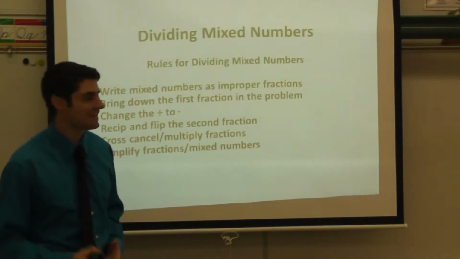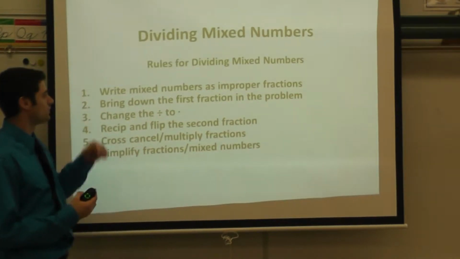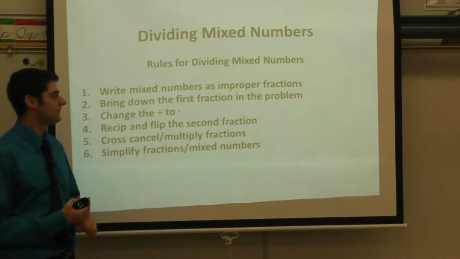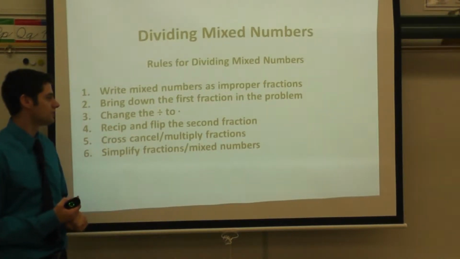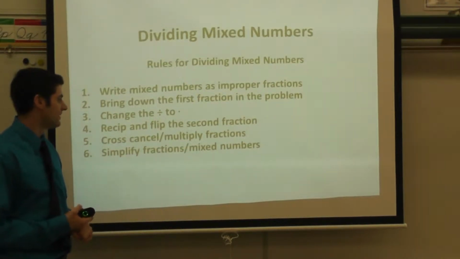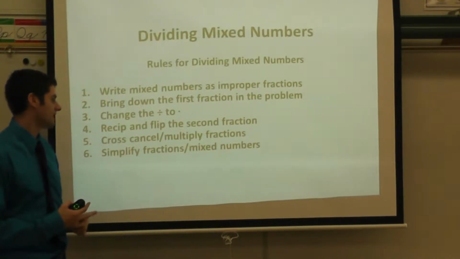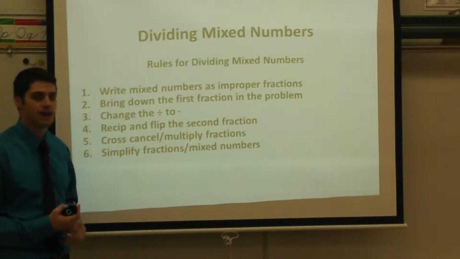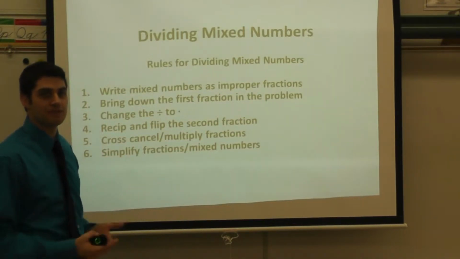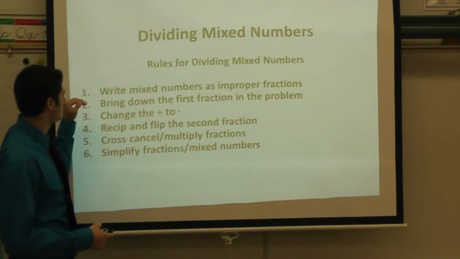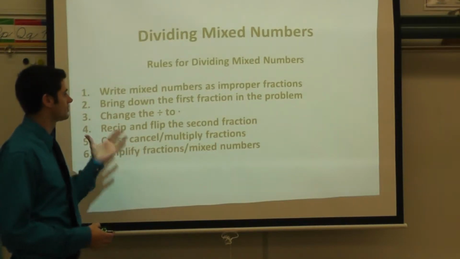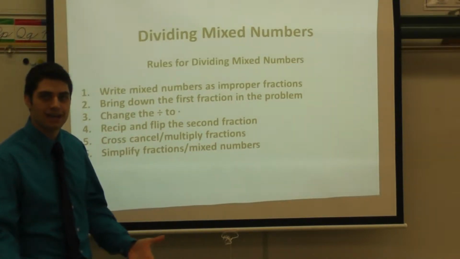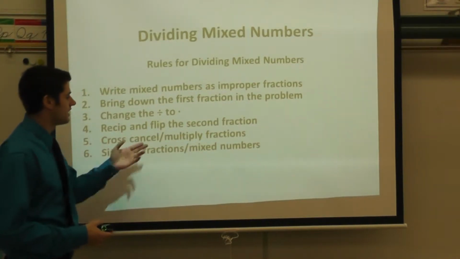Dividing mixed numbers. Rules for dividing mixed numbers. One, write mixed numbers as improper fractions. Then bring down the first fraction of the problem, change the division to multiplication, use the reciprocal and flip the second fraction, cross cancel if you can, multiply my fractions, simplify my fractions or mixed numbers. It's the same as dividing fractions, only we've added another step at the beginning. We first must change our mixed numbers into improper fractions, and then we can finally start to get ready on our problem.